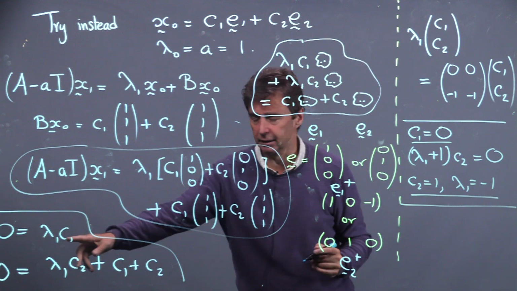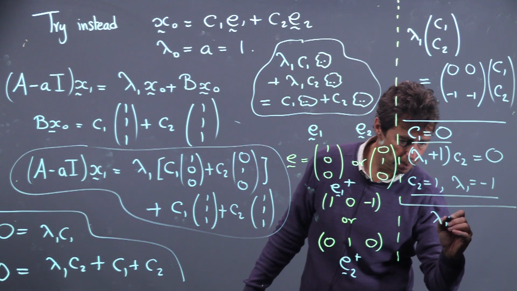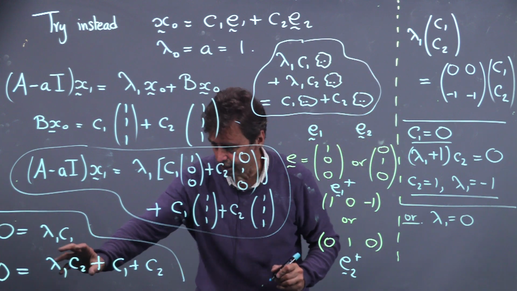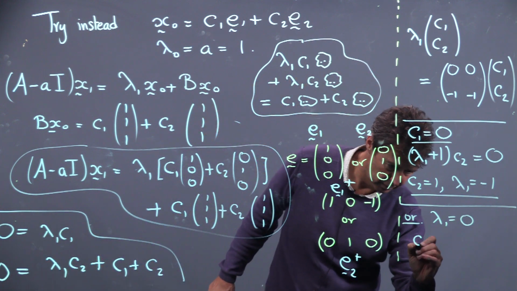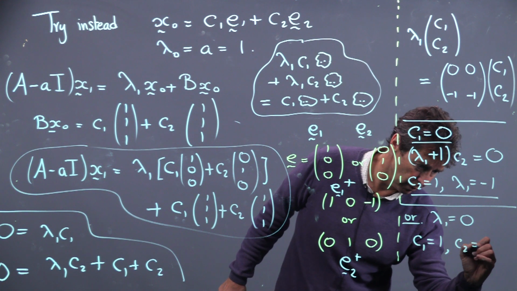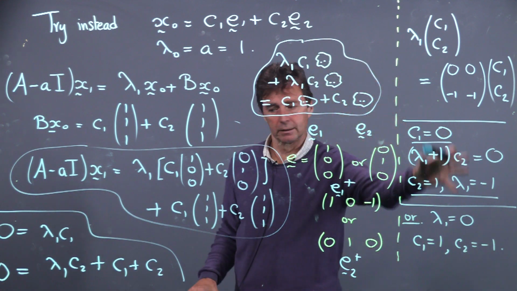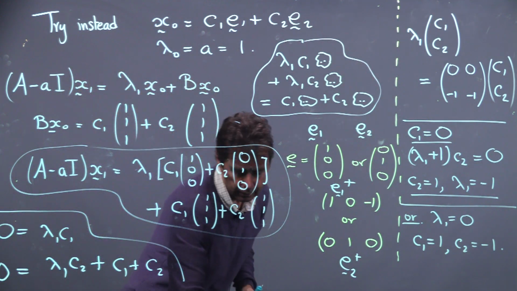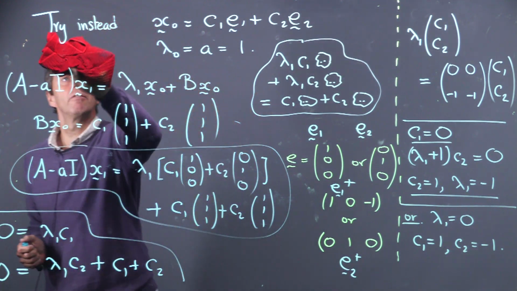And then the other one is to say, okay, well, lambda 1 is 0. And if lambda 1 is 0, then C1 is equal to C2. So I could put C1 is equal to 1, and C2 is minus 1. Right, so that's the solution of this new eigenvalue problem. And so let's just recap what we're going to have.